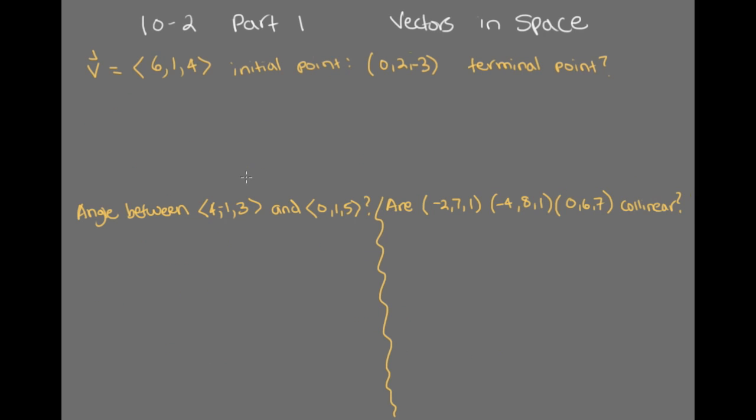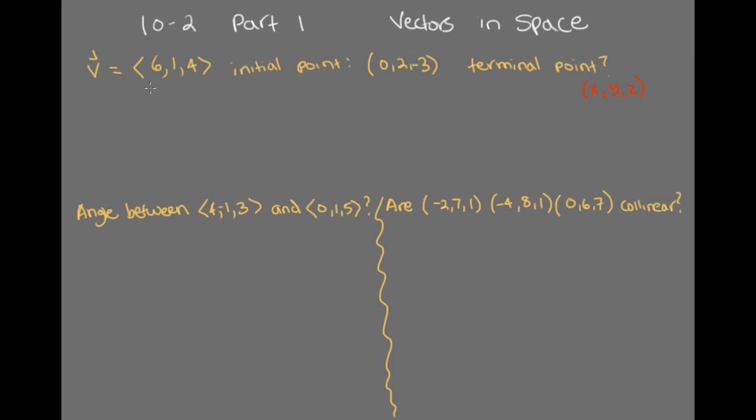Let's try some examples now. So the first problem we have here is that we have a vector, we have the initial point, and we're trying to find the terminal point. So first, let's assume that the terminal point is going to be coordinates x, y, and z.